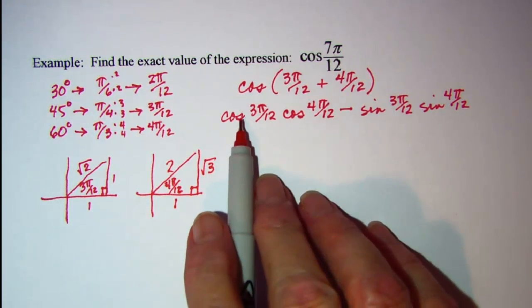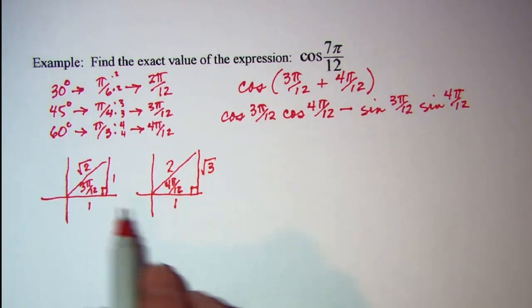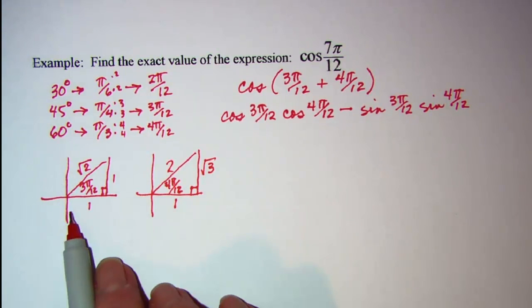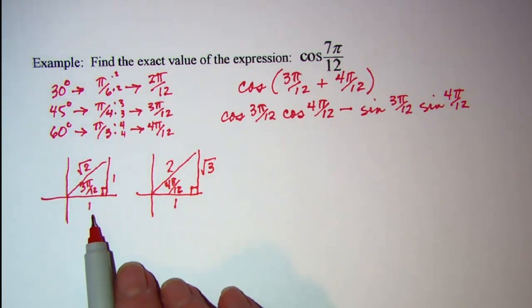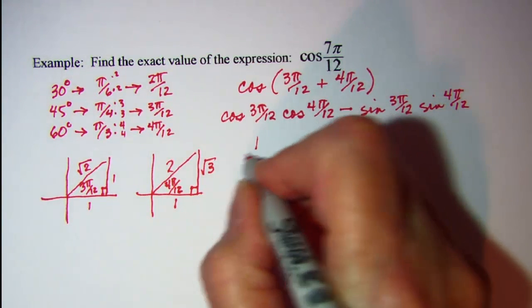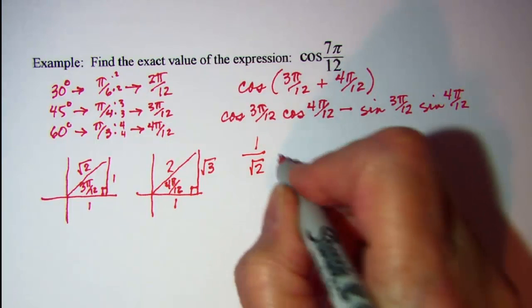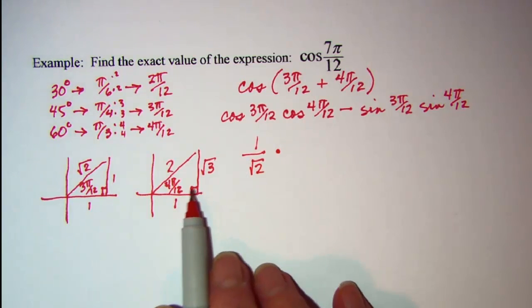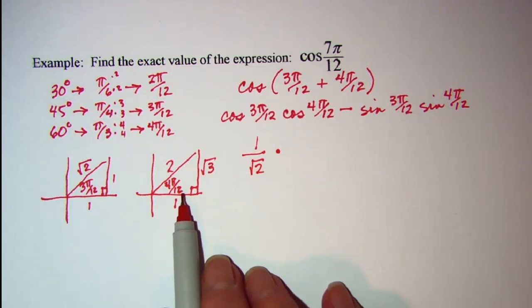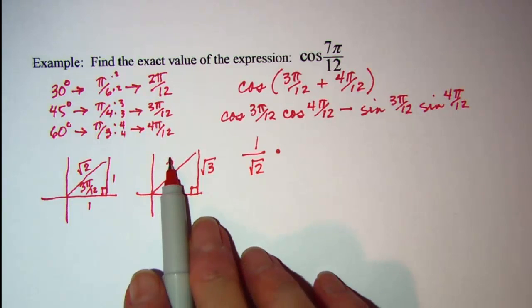Alright, so to get cosine of 3 pi over 12, I'm going to use this reference triangle, and I want the adjacent over hypotenuse, so 1 over root 2 times, and then for 4 pi over 12, I'll use this reference triangle. Cosine is adjacent over hypotenuse, so 1/2.